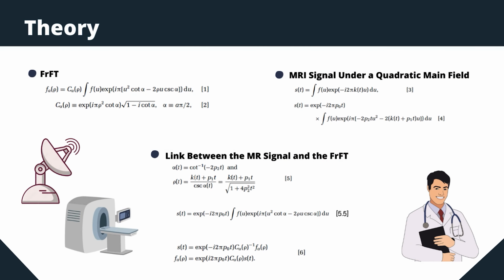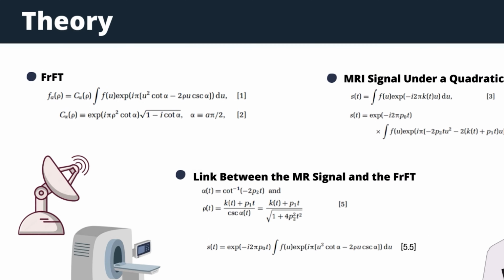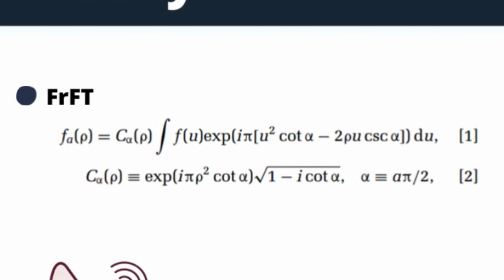For the theory part, we will explain the connection between the FRFT and the quadratic MR system. The FRFT can be expressed as an integral transform as equation 1. The most notable difference between this equation and the FT is an extra quadratic phase in the kernel. U and rho denote dimensionless variables to maintain formal consistency.